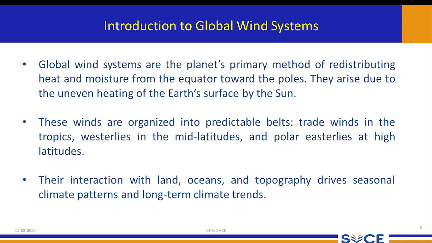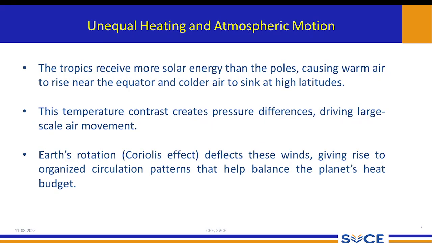Trade winds in the tropics, the definition we have seen. Westerlies in the mid latitudes, we have seen the definition. And the polar easterlies are at high latitudes. Their interaction with land, oceans, and topography drives seasonal climate patterns and long-term climate trends. Underline the word seasonal as well as long-term climate trends. This is the interaction with land, oceans, and topography.